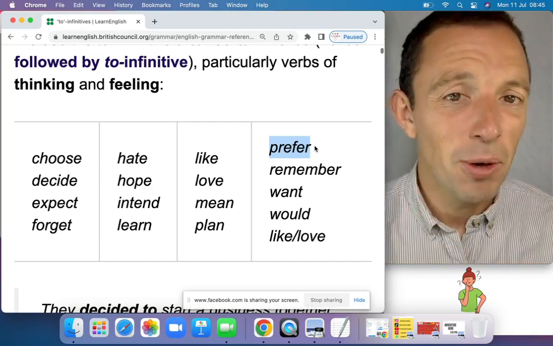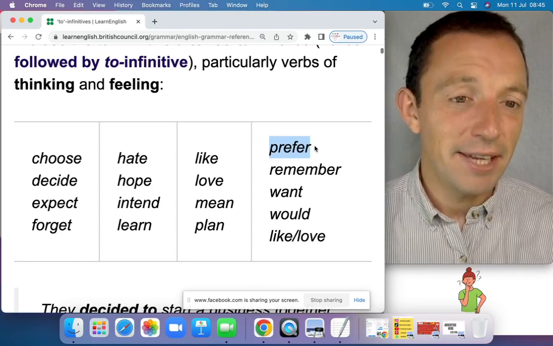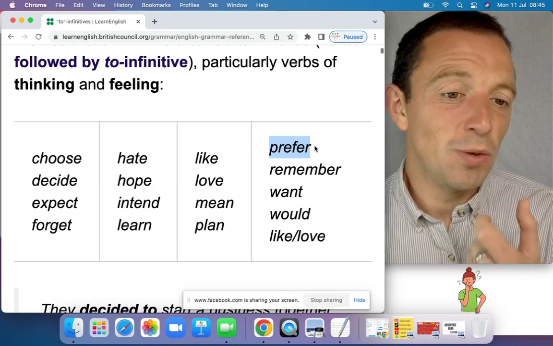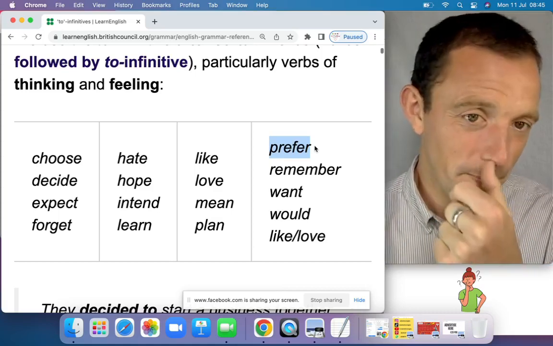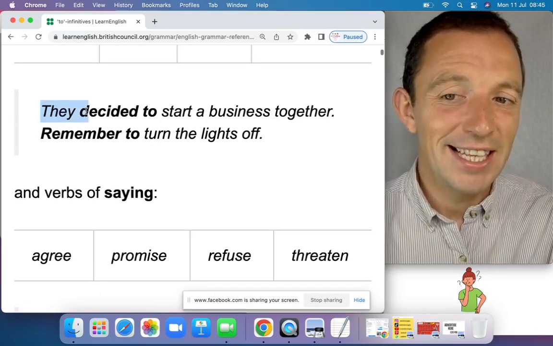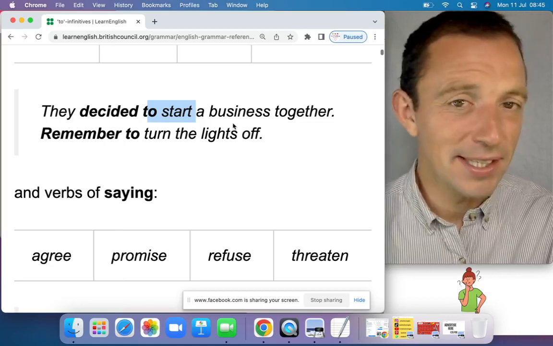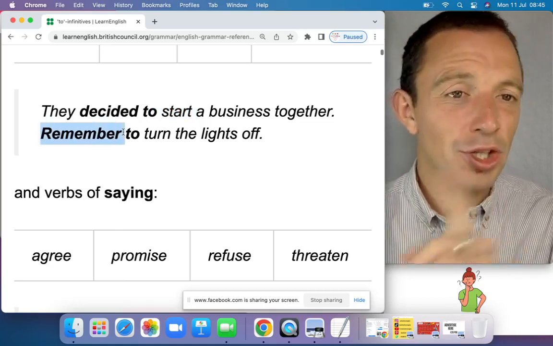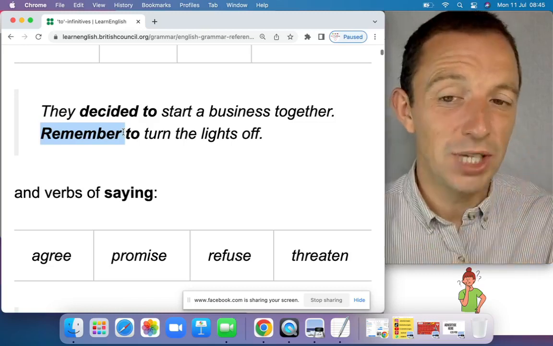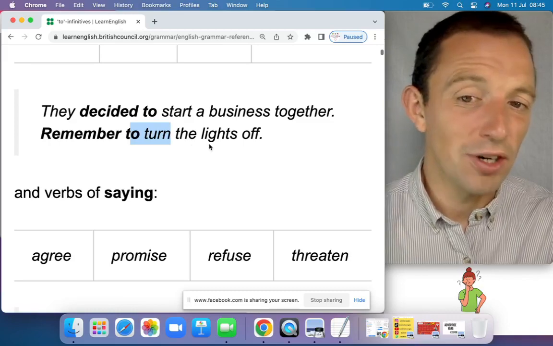So I think most of these verbs are very well known and very intermediate level English. So the most important part is to consider the to infinitive after these verbs. Okay, and here's a few examples. They decided to start a business together. Remember, no subject, because it's an order, it's an instruction, imperative, no subject. But after remember, it's typical, the infinitive. Remember to turn the lights off.